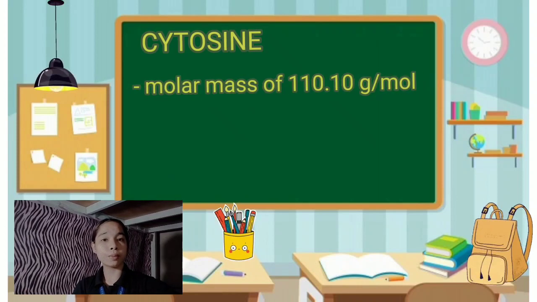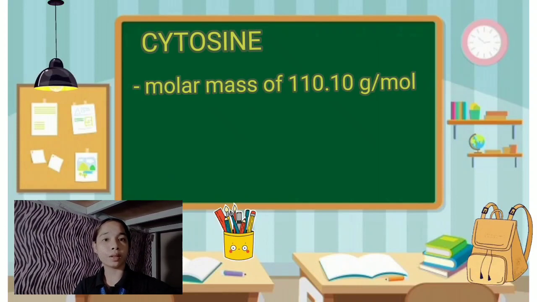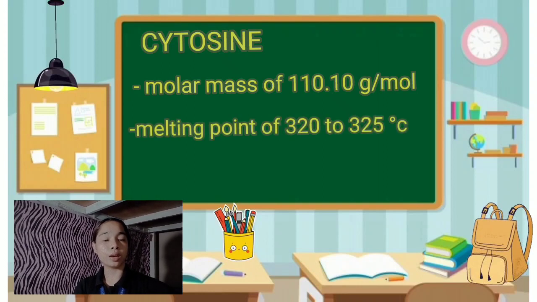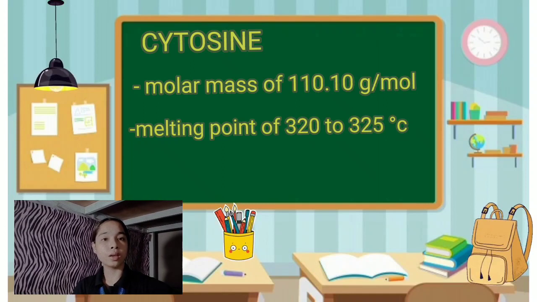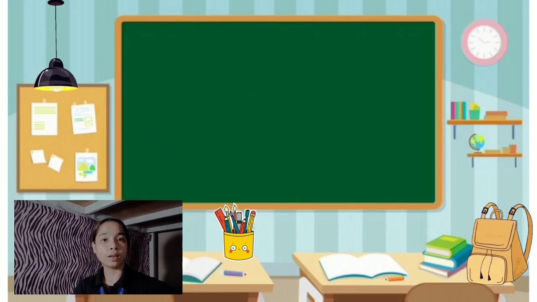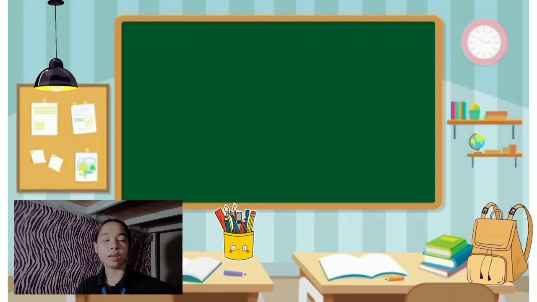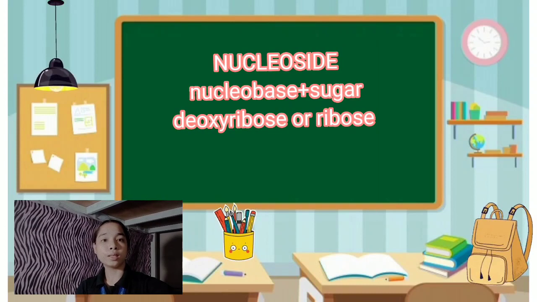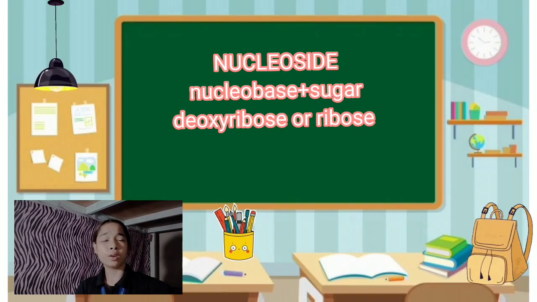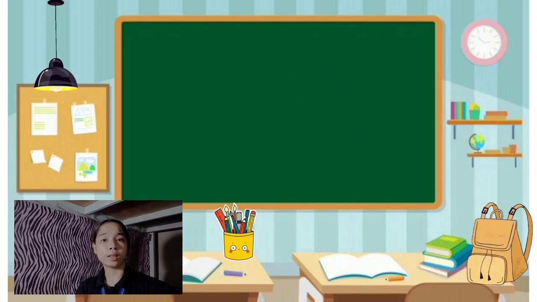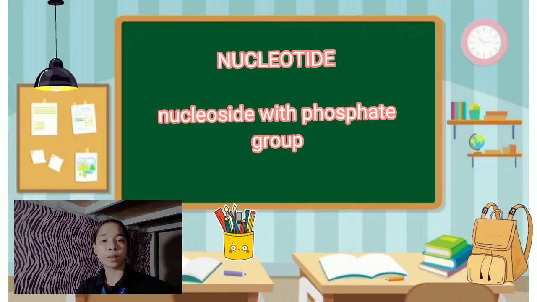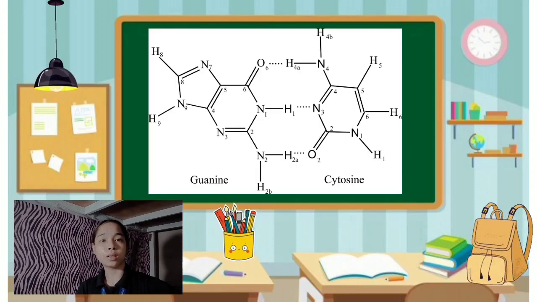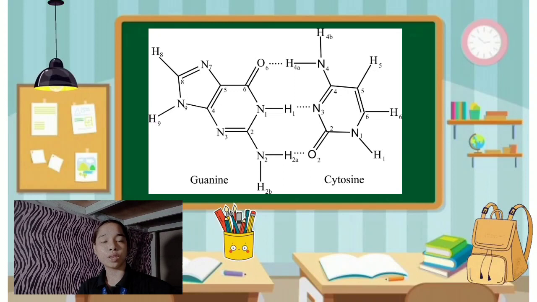Cytosine has a molar mass of 111.10 grams per mole and a melting point of 320 to 325 degrees Celsius. It can occur in nucleic acids such as DNA and RNA. It may also be found as a component of a nucleoside, a nucleobase plus a sugar, deoxyribose or ribose, and in a nucleotide with a phosphate group. In DNA and RNA, cytosine pairs with guanine, forming three hydrogen bonds.